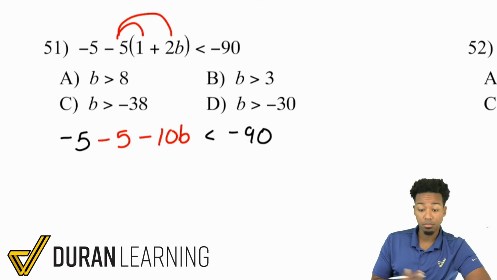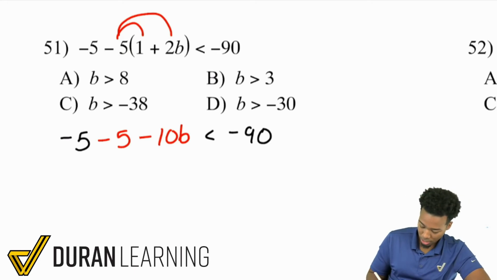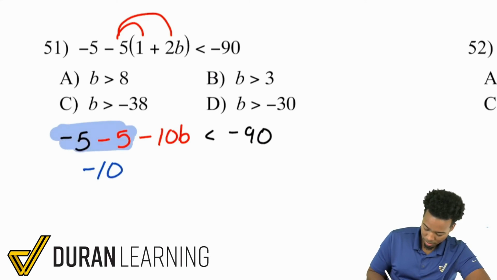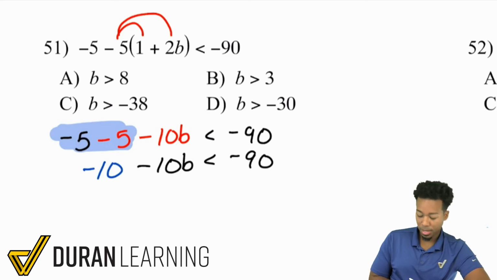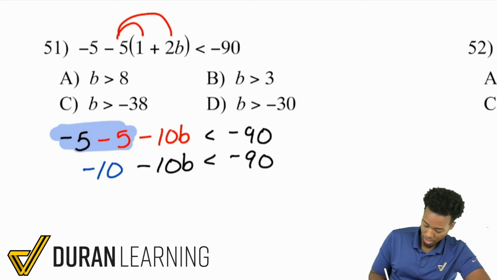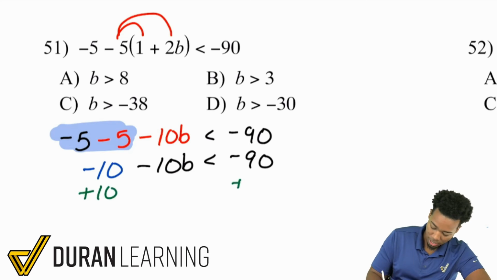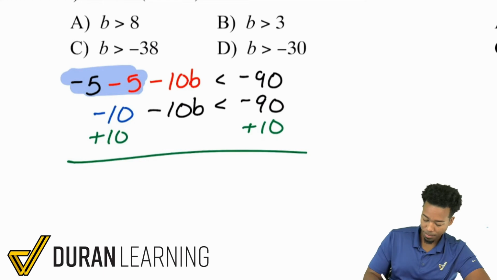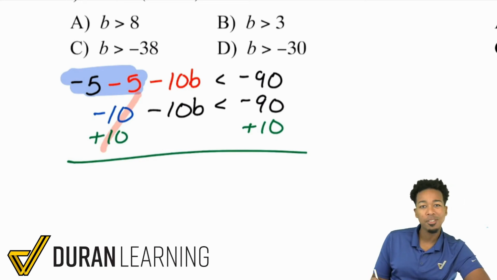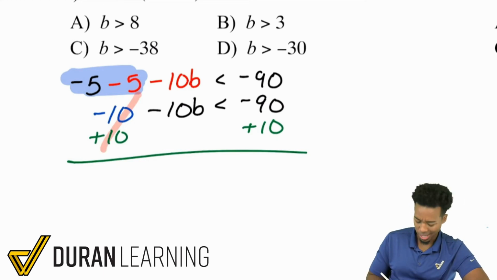All right, so from here, combine some like terms. I notice that we have negative 5 minus 5, so that'll be negative 10. Negative 10 minus 10b less than negative 90. Next up, I'll go ahead and add 10 to both sides to cancel that out, because I want to get the variable by itself here. So doing that, booyah, that cancels out, and we have negative 90 plus 10, which is negative 80.